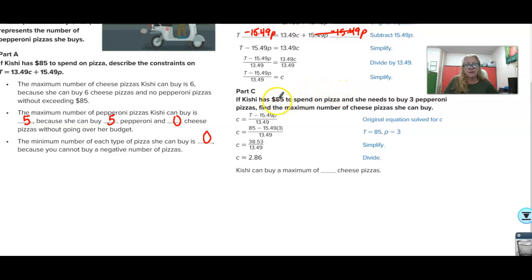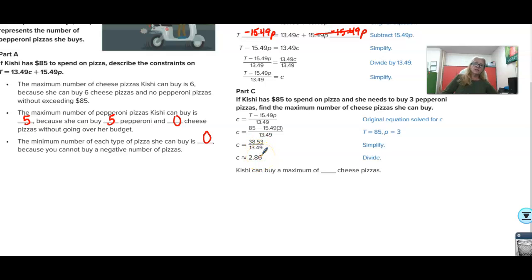So you put $85 in for the total, and you put 3 in for the number of cheese pizzas. No, pepperoni. She needs 3 pepperoni. So you put 3 in for the pepperoni pizzas, and then you multiply these two numbers together, and then you do 85 minus whatever you got for that, and you get roughly 2.86.